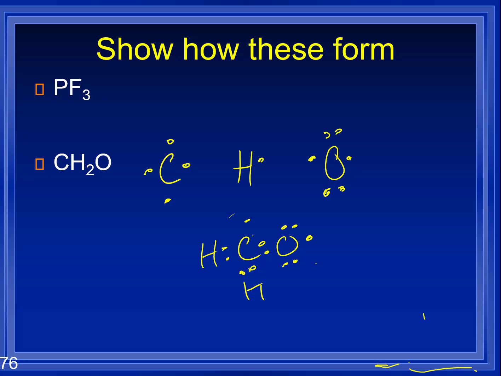Because now I could take this one and that one and bring them in and make myself a double bond. And that way, everybody gets to look like a noble gas. The oxygen has 8 next to it, 2 pairs in the bond, 2 pairs not in the bond. The carbon's got 4 bonded pair. Each hydrogen has a bonded pair. Why did we put a double bond there? Because we tried singles and it didn't work.